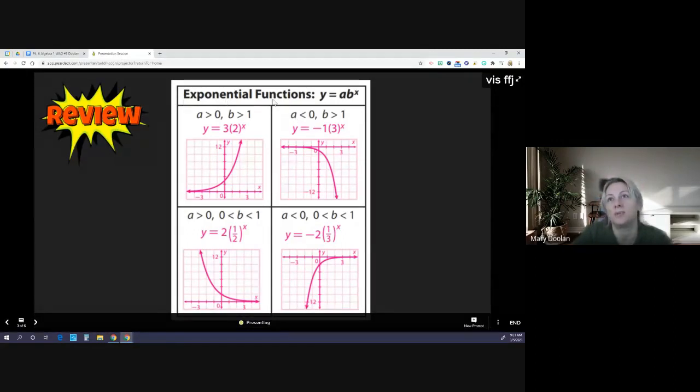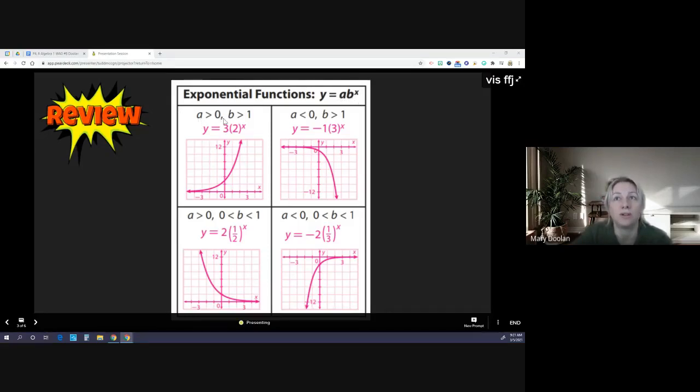Okay, so a little bit of review from this week. We looked at exponential functions, and this is the basic form of an exponential function right here: y equals a times b to the power of x. And so some different things will happen to your graph depending on the values of a and b.